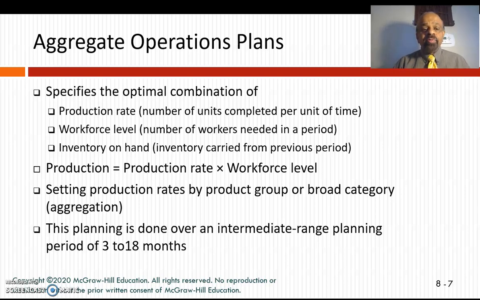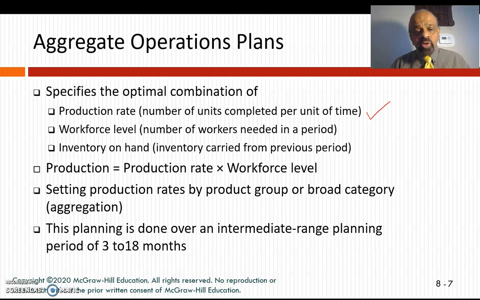Aggregate plans often look at an optimal combination of production rate. Production rate is the number of units completed per unit of time. That is the production rate. I have 300 laptops assembled in a day, or 120 machines that are going to be delivered and I'm going to clean up these 120 machines in an hour. Those are the production rates.